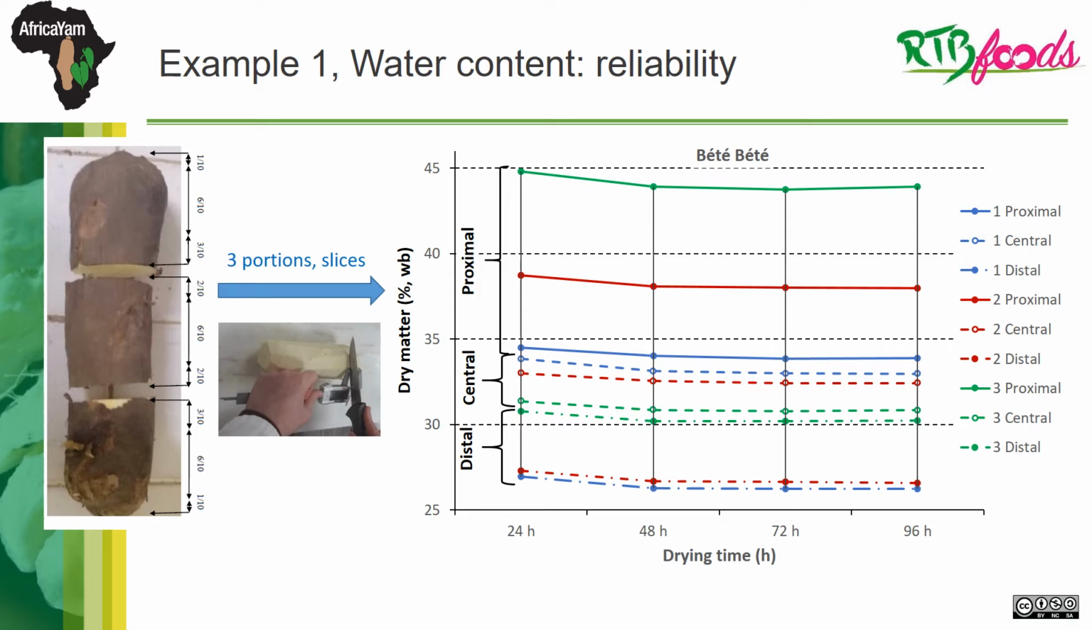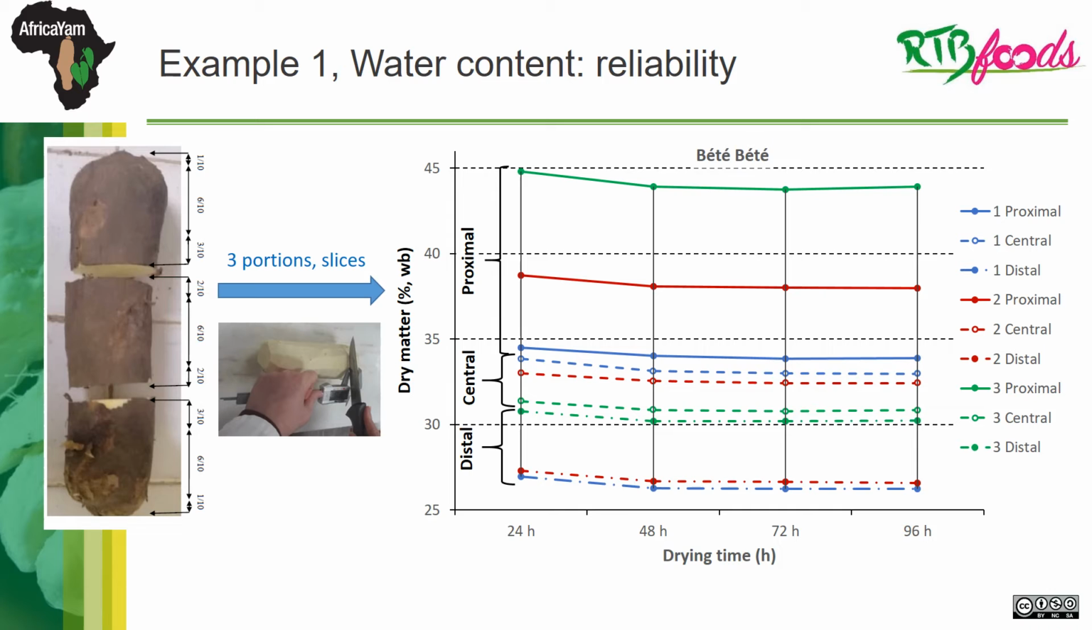And you can see that there is a large variation of water content between the proximal, central, and distal parts of the tubers. For example, for the proximal part of 1 cultivar, BTBT, the water content is between 35 and 45%. For the same cultivar BTBT in the distal part, the water content is between 27 and 31%. You can see this large variation. In addition, there is a large variation between tubers.